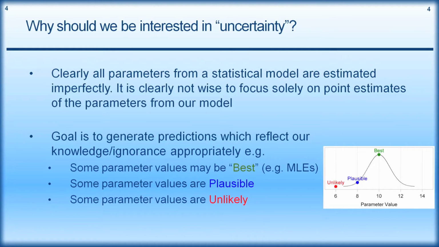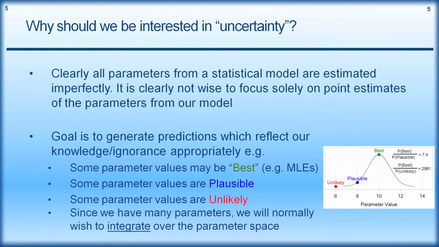So generally there is a goal to generate predictions which reflect our knowledge or equally reflect our ignorance appropriately. Here, for example, we have a simple, just one parameter, and we can think of some values of that parameter as being best, so they're most consistent with the observed data. And we can think of some others that are perhaps plausible, more towards the extreme of the distribution, and we can think of some parameter values that are extremely unlikely. They're really inconsistent with the observed data. And of course this is a continuum, so we think these values are more likely and these values are less likely.